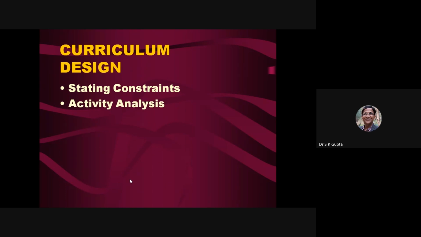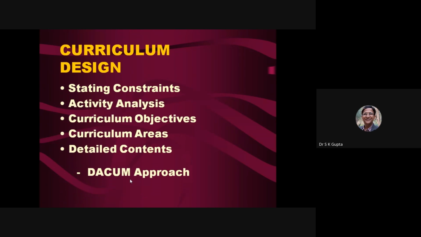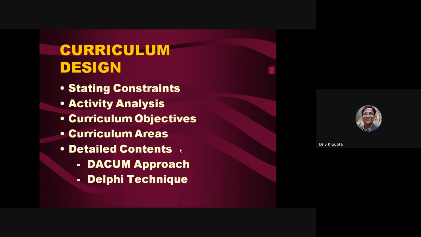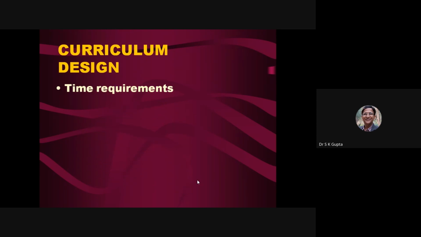For curriculum design, we have all these points to be considered: stating constraints, activity analysis, curriculum objectives, curriculum areas, then how to design detailed contents. Because I will be discussing tomorrow in the morning session, that full-fledged session is there on curriculum design process. So there I will be discussing all these points.